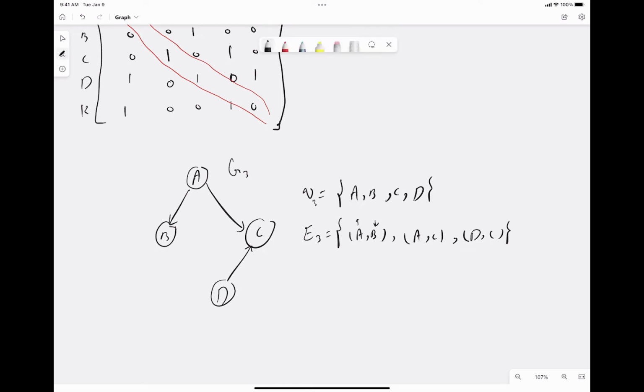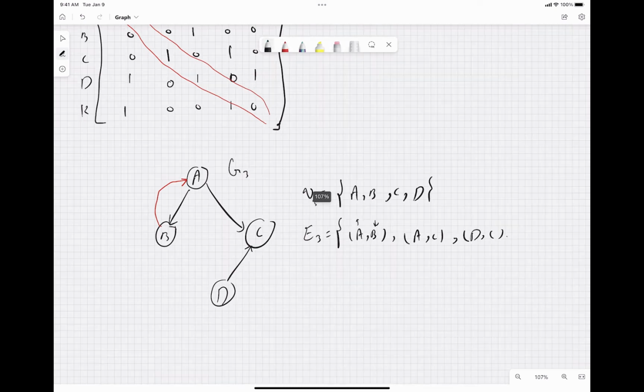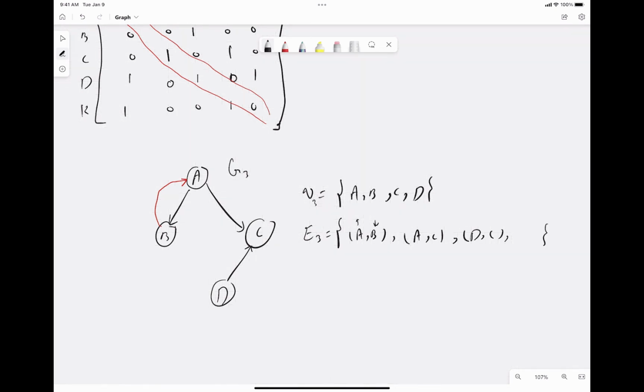If, for example, we're going to add another edge, such as this one, B to A, then what we need to do is go here and add that edge also to the set of edges that we have here. So that's going to be the edge B and A as well.